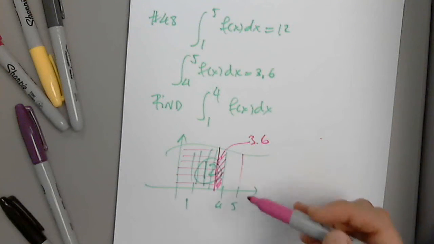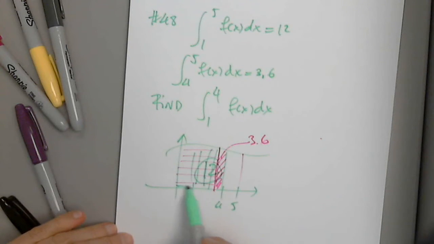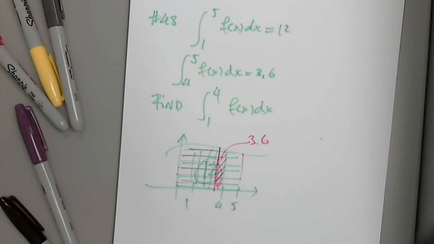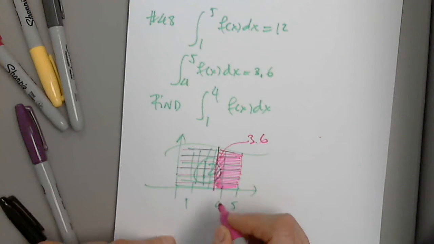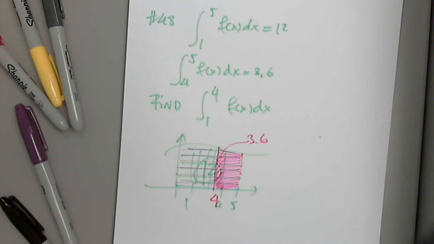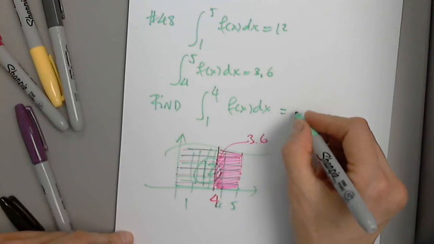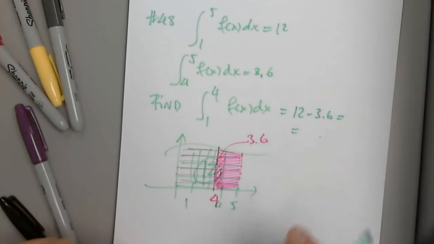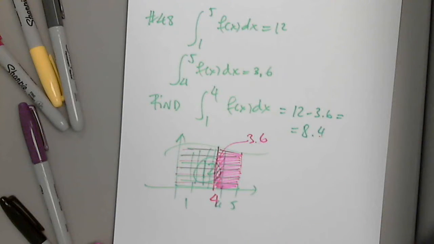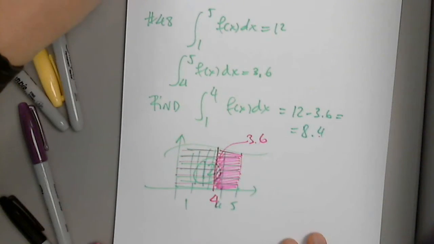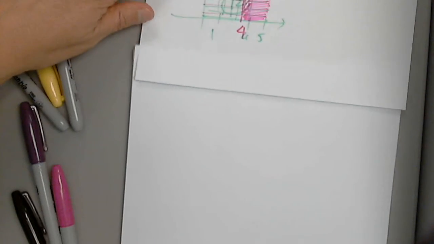1 to 5 is till here, sorry. This is all 12. The green is 12, from 1 to 5. And then we have the red, which is from 4 to 5, assuming that this is 4. Good. So this is indeed 12 minus 3.6. What do we get? 8.4 indeed. Okay, let's also look at 49. Any questions for me?